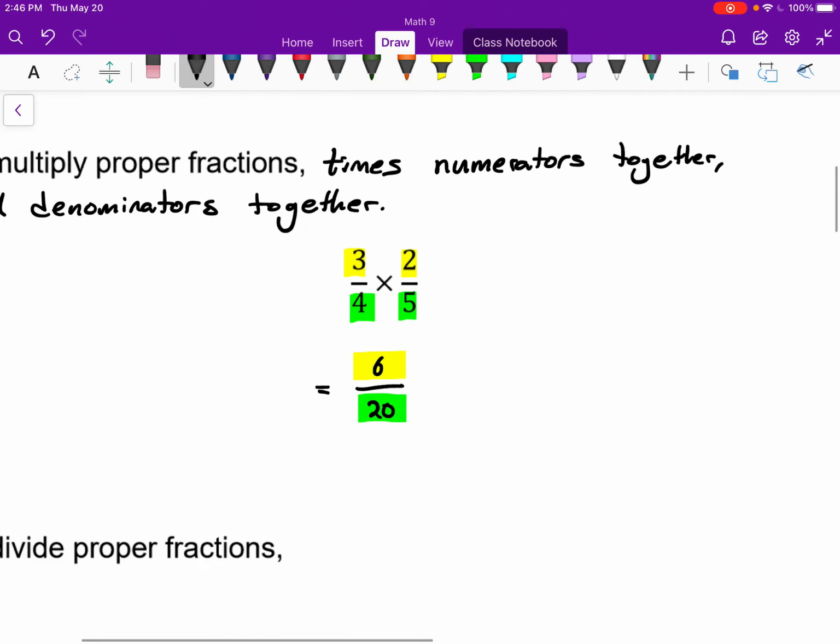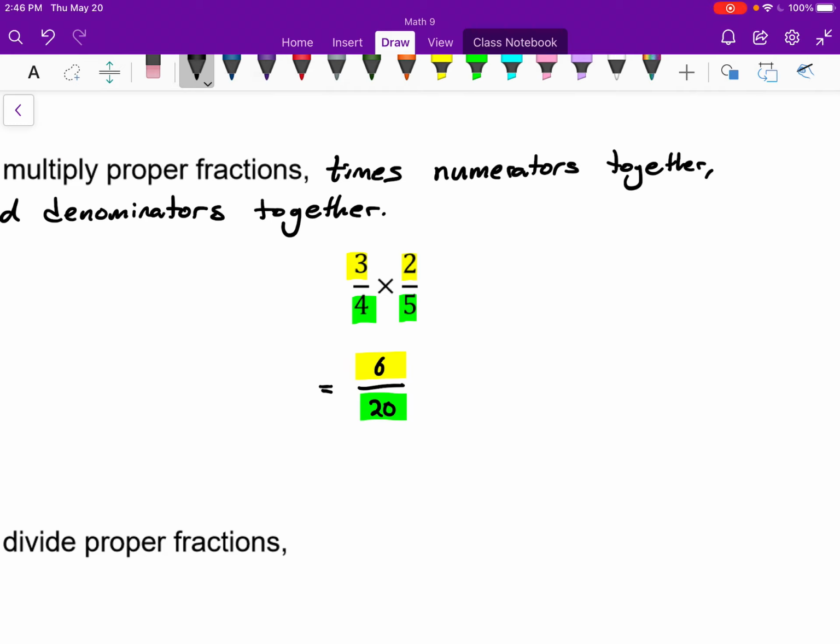That said, as always, when working with fractions, we don't want to leave it unless it's already in simplest form, and this is not. For example, if I look at the numbers 6 and 20, I can't divide them both by 3. I can divide them both by 2. If I divide the numerator by 2, I get 3. If I divide the denominator by 2, I get 10. And there's our best answer.